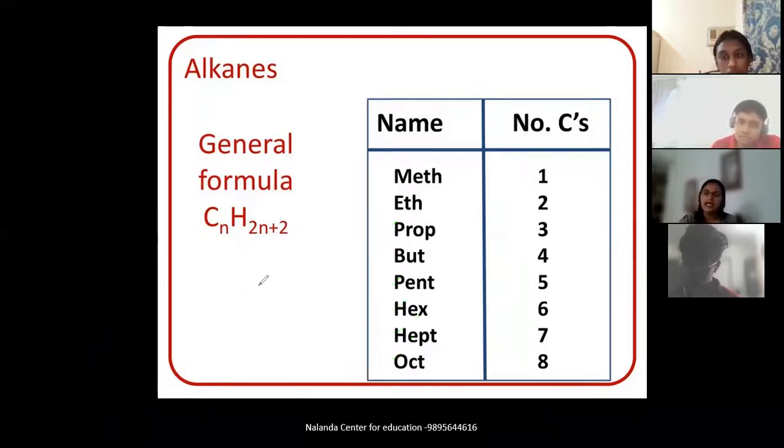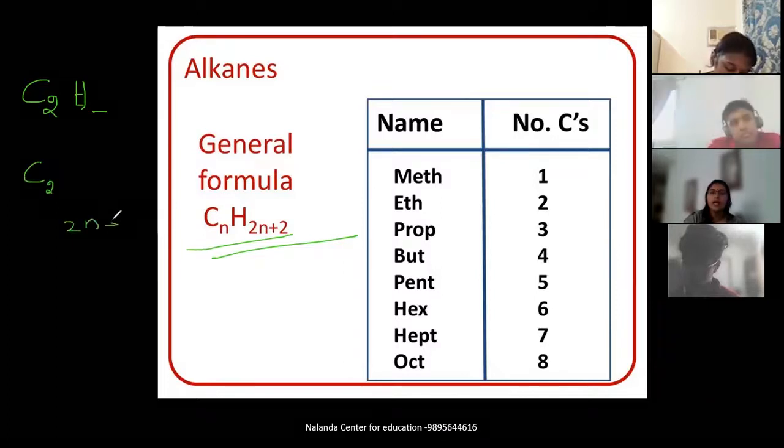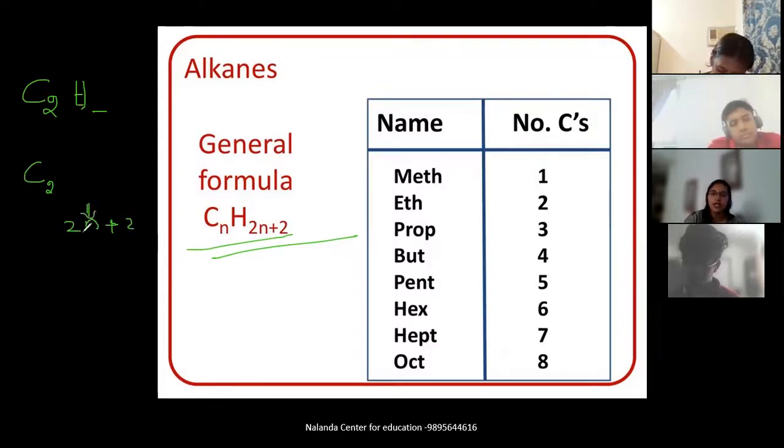So as far as alkanes are concerned, the general formula is CnH2n+2. So what is the alkane general formula? CnH2n+2. Instead of n, what should you put? The number of carbons which is there. For C2, it is 2 into 2 plus 2, which is 2 into 2 is 4, 4 plus 2 is 6. C2H6. What about C3?